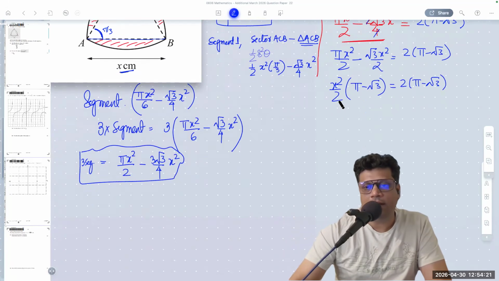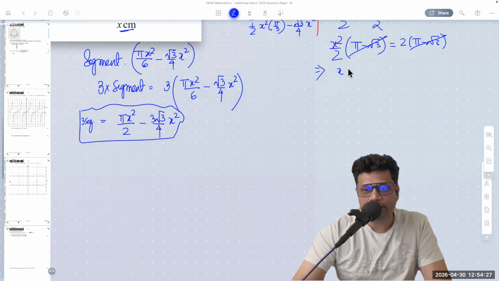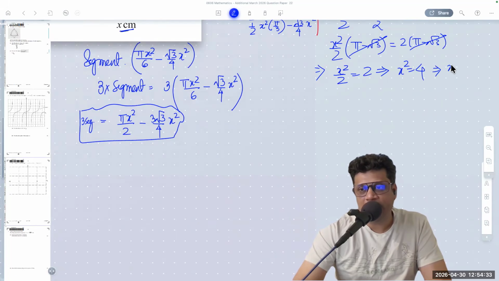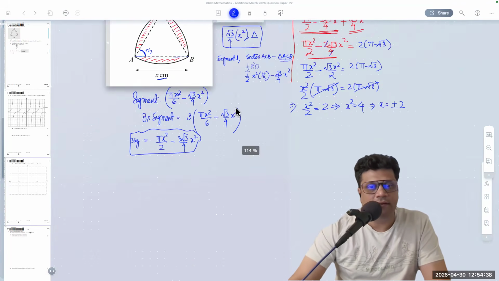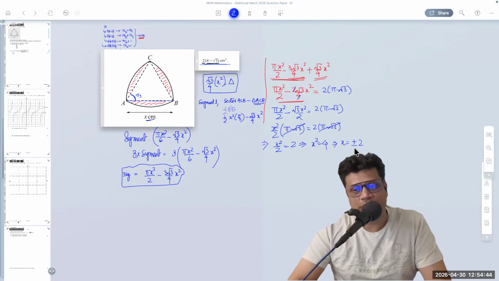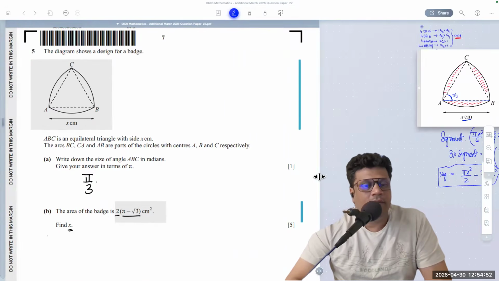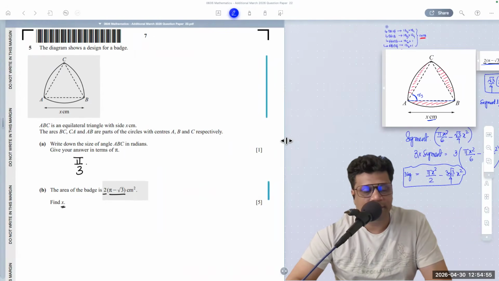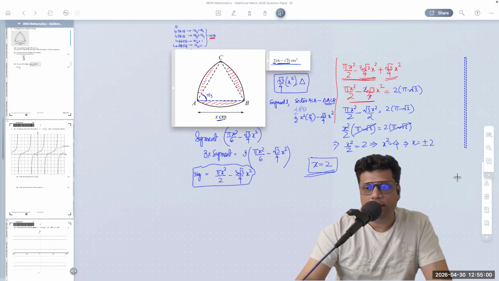Okay. And that is how I get, these cancel out. x square by 2 is 2, which means x square is 4, which means x is plus minus 2. But you know that it's the length of the side. There's no point of it being negative. So x equal to 2 is your answer for this question. Okay, so that is it for 5 marks, x equal to 2. That's it. This is your entire solution.